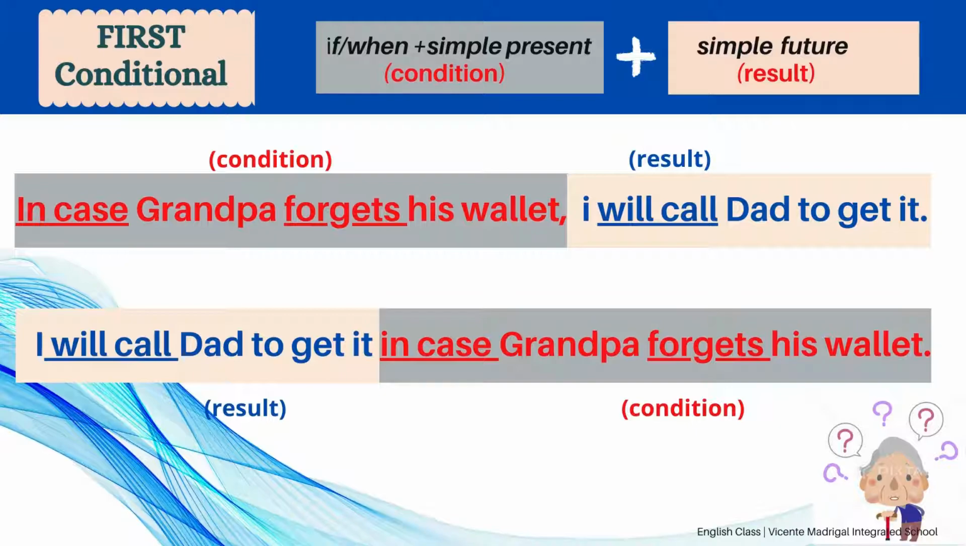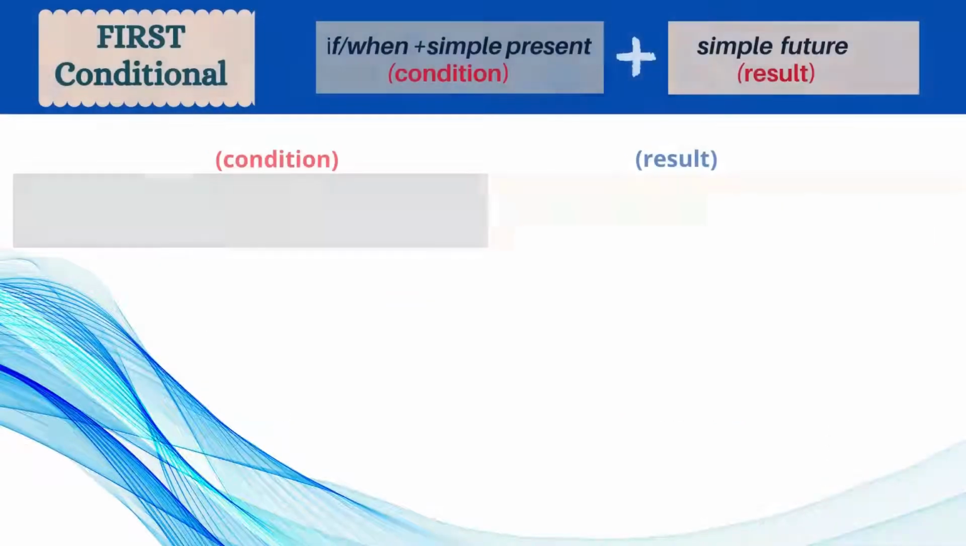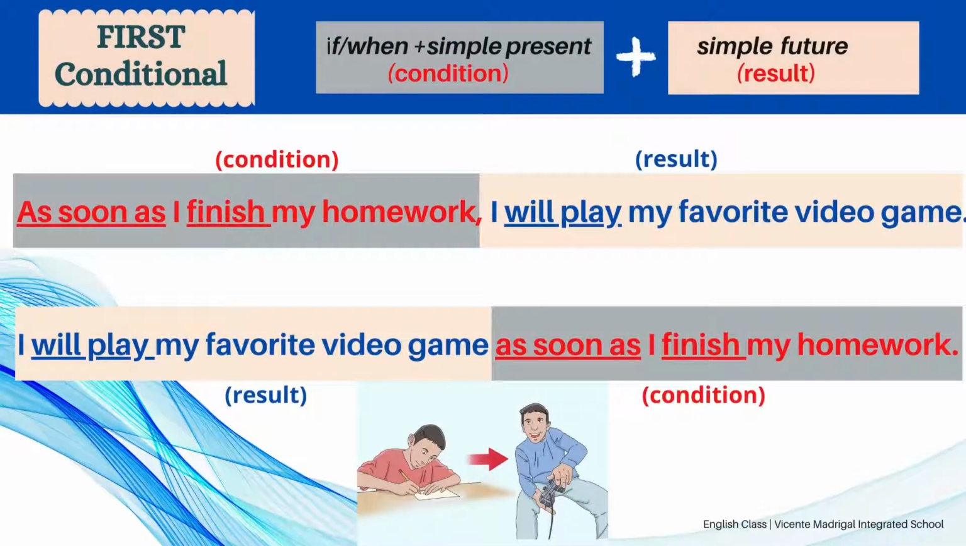That is, in case Grandpa forgets, the result would be I will call Dad to get it, or vice versa. Again, we did not use comma to separate the parts when we interchange the positions of the result and the condition in the sentence. Let's try this last example. As soon as I finish my homework, I will play my favorite video game. I will play my favorite video game as soon as I finish my homework.